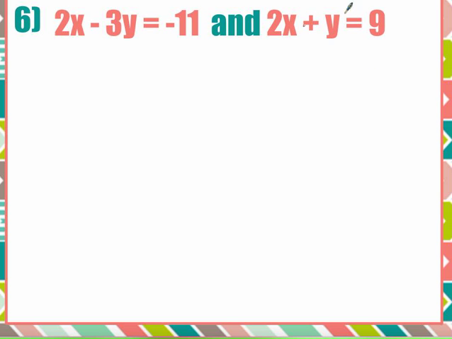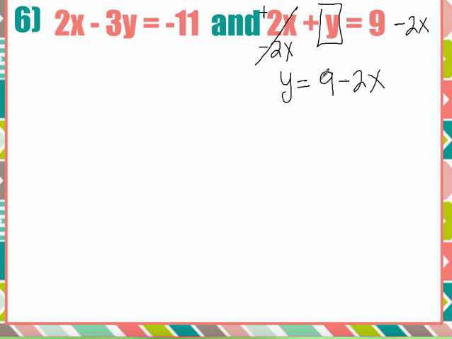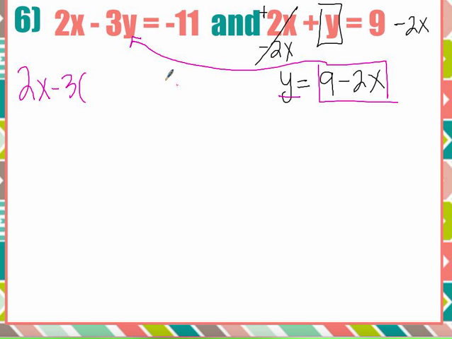So I'm going to choose to focus on this second equation this time. I'm going to try and get y alone because it's already close to being alone. I need to move this 2x over. So again, because 2x was positive, I'm going to minus it from both sides. And now I have a new equivalent equation that tells me that y is equal to 9 minus 2x. Since I know that y is equal to this expression now, I'm going to plug it into the opposite equation where y is. So we've got 2x minus 3 times y equals negative 11. We know that y is equal to 9 minus 2x.